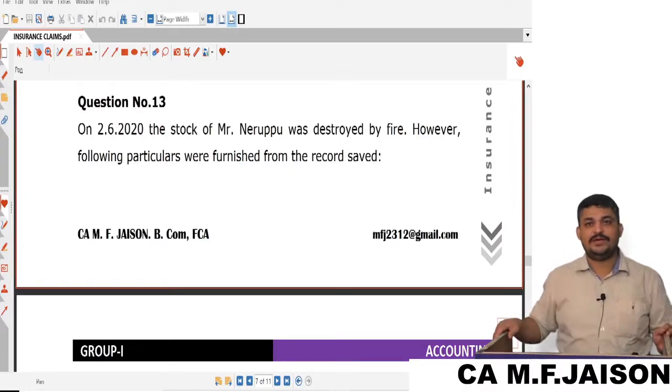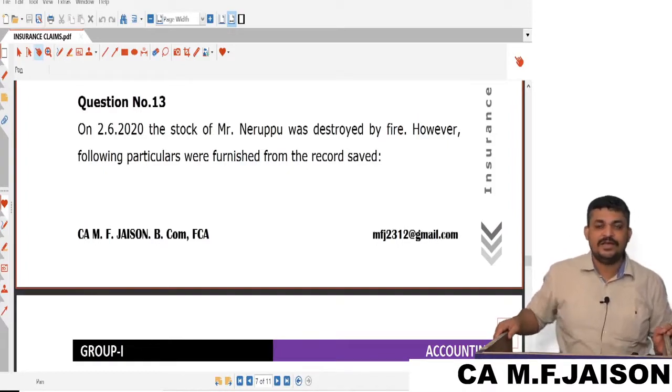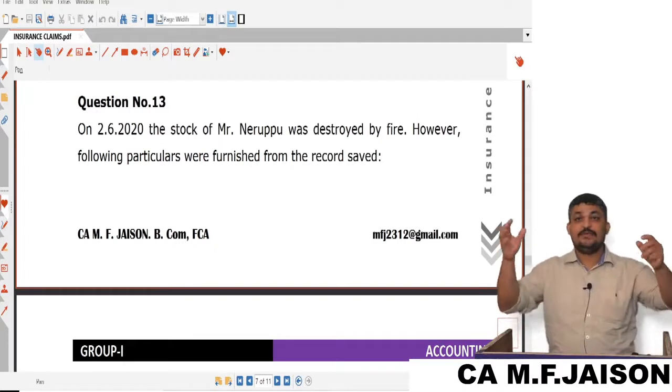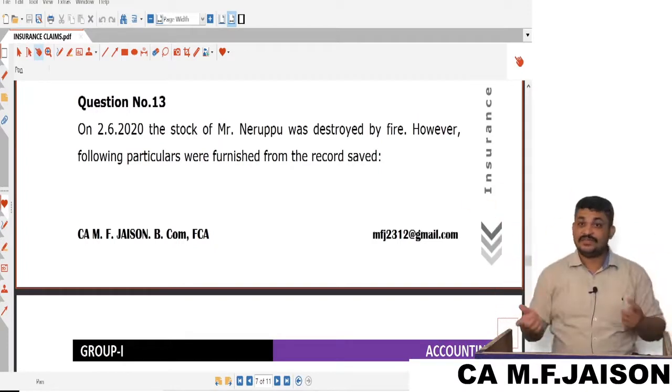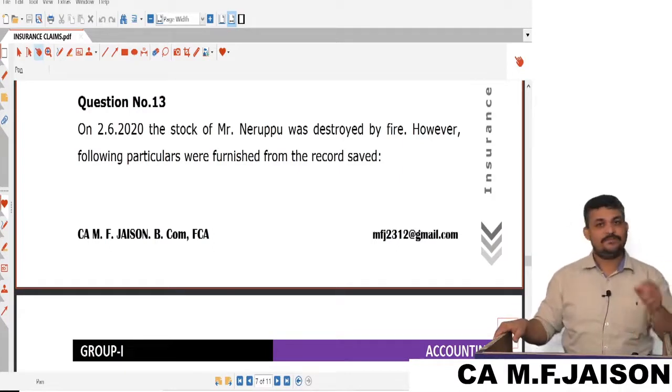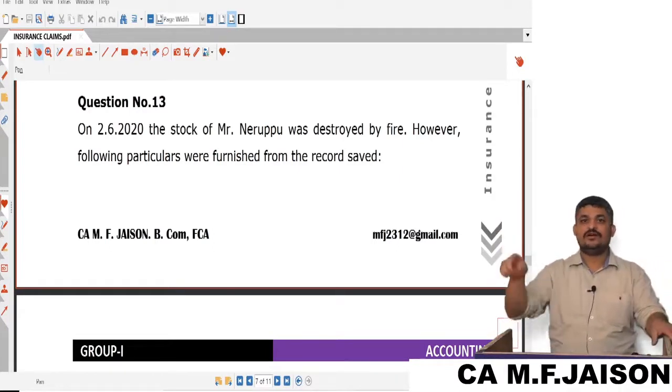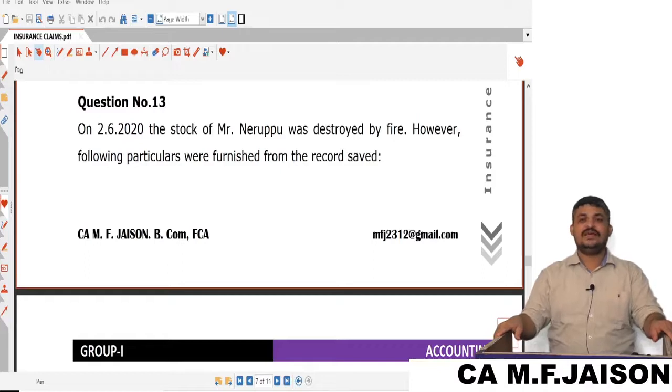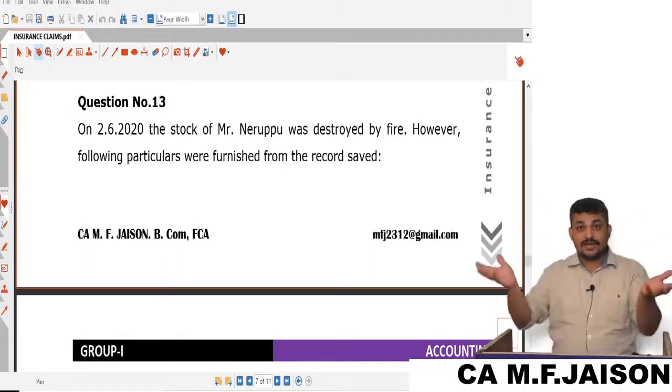So like that we are preparing a statement called memorandum trading account, in which we will take opening stock, purchase, sales, practically extracted from different sources. Theoretically it is given in the question. Search the question paper, you will get the information, gross profit. So closing stock on date of fire is the balancing figure. Like that we arrive.